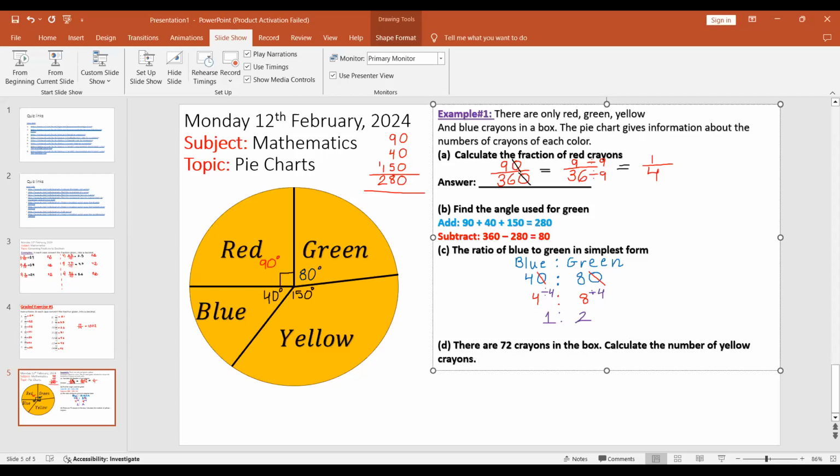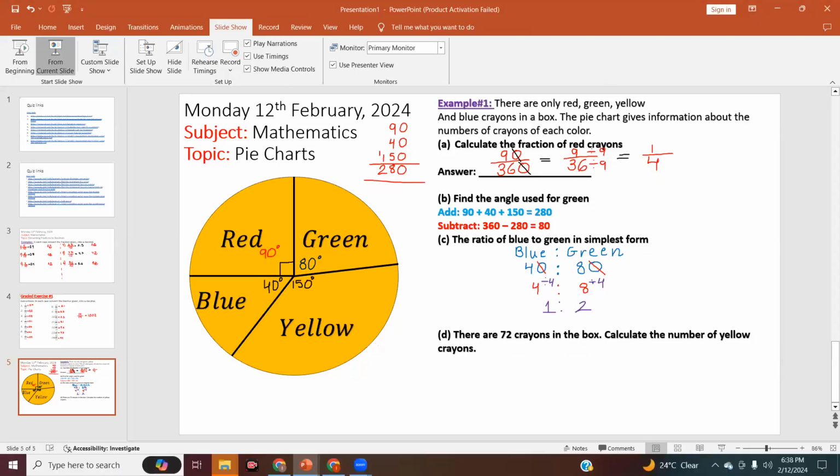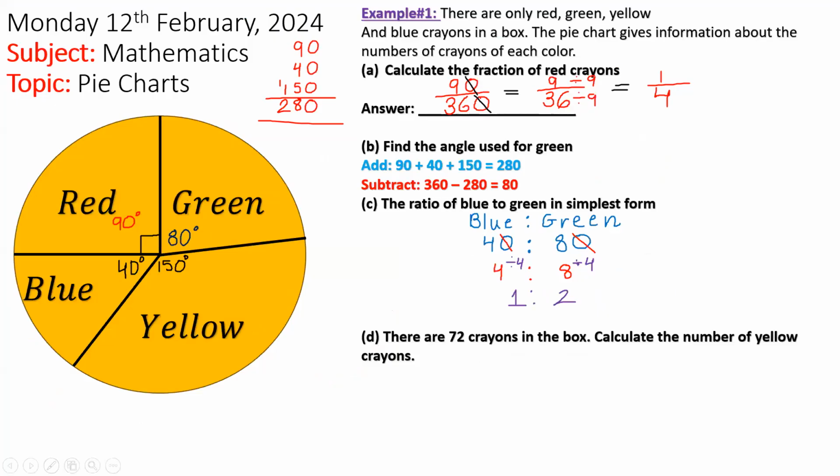There are 72 crayons in the box. Calculate the number of yellow crayons in that very same box. All right, so how are we going to do that? We want a ratio of yellow crayons. Not the ratio, we want the number of yellow crayons in the box. So how are we going to do that? Subtract 72 from 150. No, definitely not.